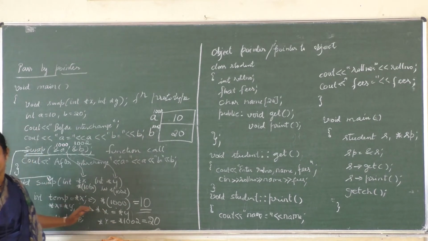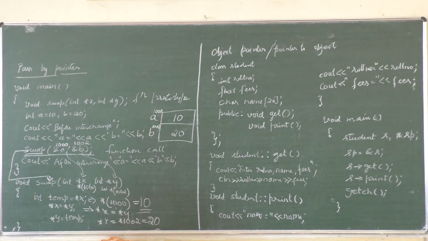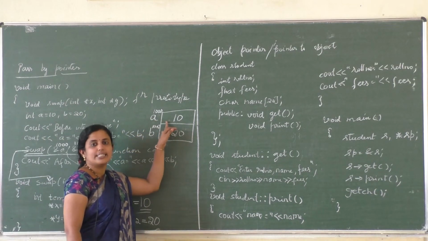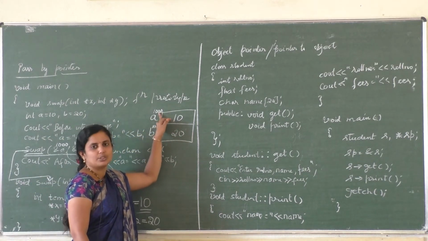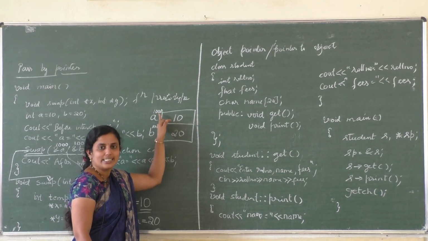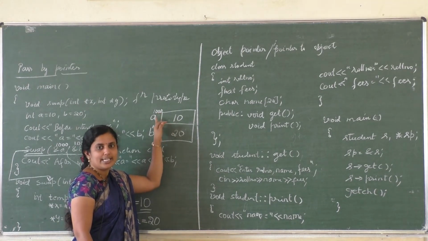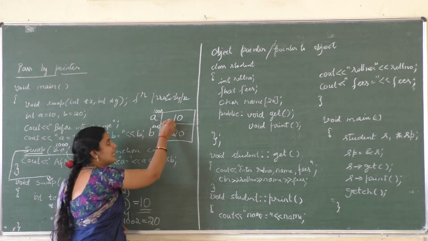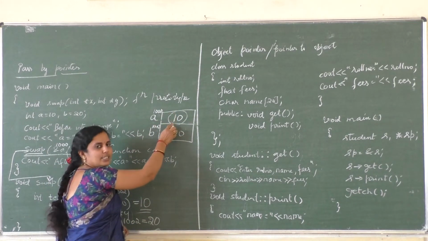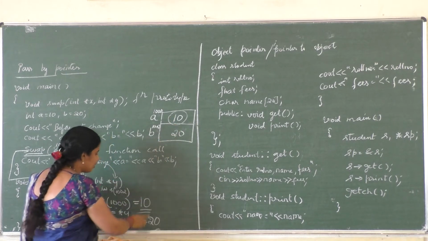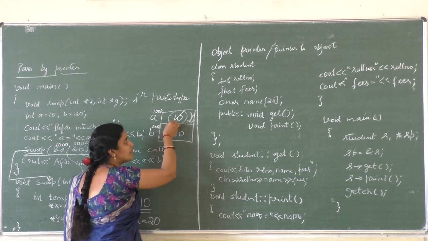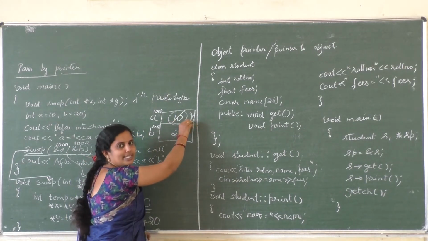What is star X here? Star X is how much? X is 1000. Is it clear? X is 1000. So this value will be replaced by 20. Is it clear? This value will be replaced by 20. This is replaced and here 20 is written.